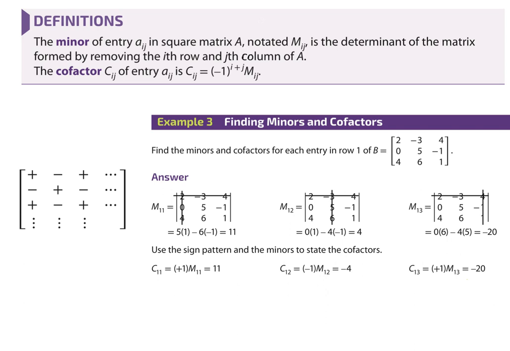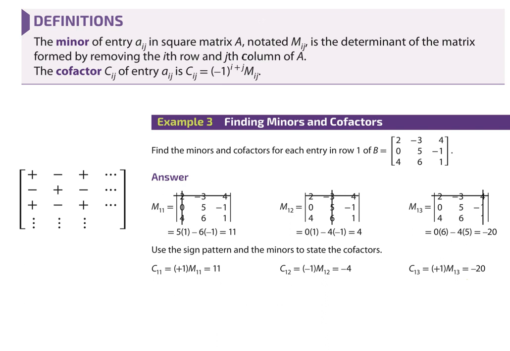The minor of an entry. Remember, the entry is the element, and then they tell you where it's located with those little 2 numbers beside it. In a square matrix, it is notated with a capital letter M for minor, with the same row and column setting. And it's the determinant of the matrix formed by removing the row and column that that particular element is in. The cofactor of the entry is when you negate it.